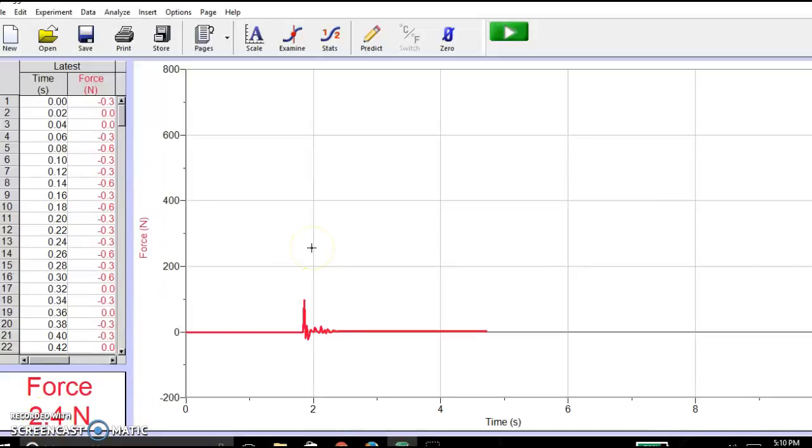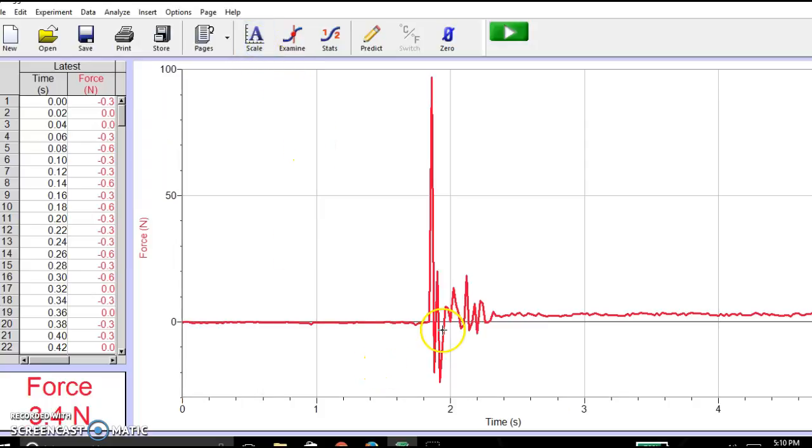Okay, so let's just say you've collected this really awesome force versus time data for your cell phone drop. You can scale it so you can see what happens. All right, great. So here's the force of impact. Now what you need to do in order to analyze this is you just want to find the area. So you want to find the impulse. Okay, that's the area under the curve, and it's going to be the net force.